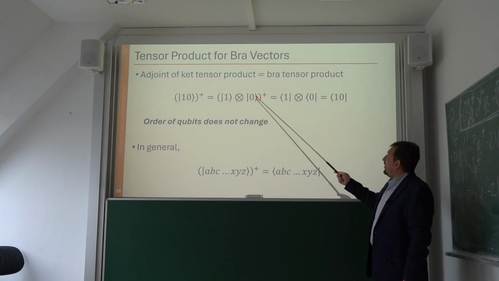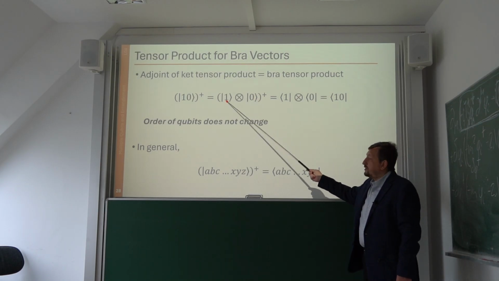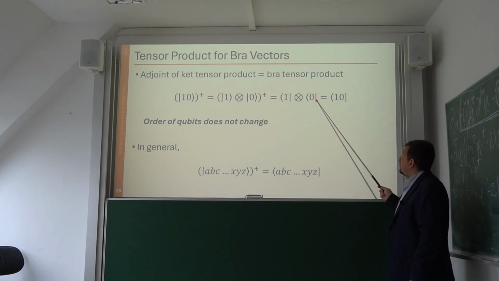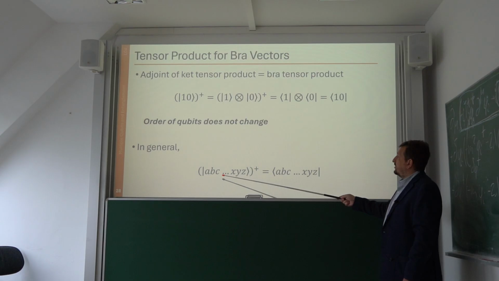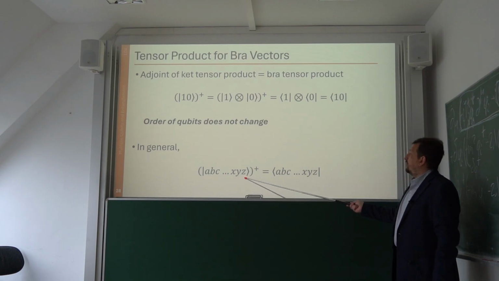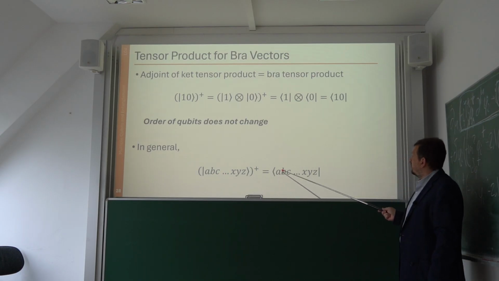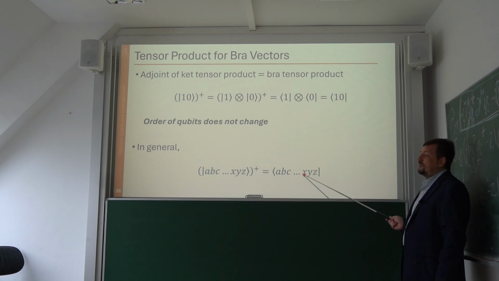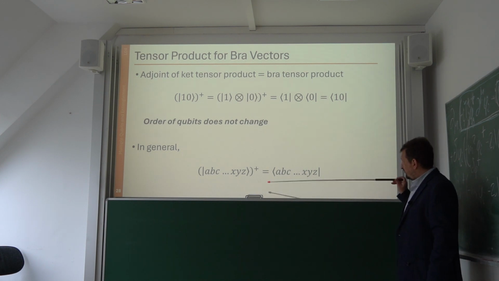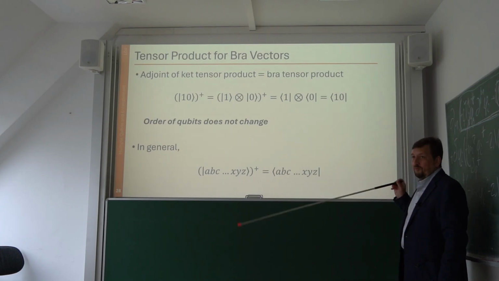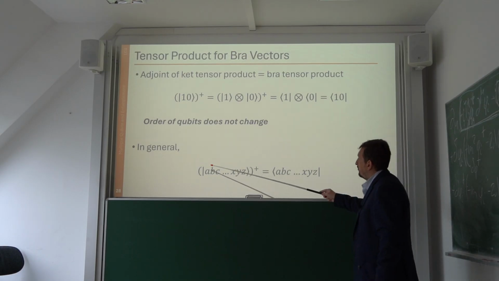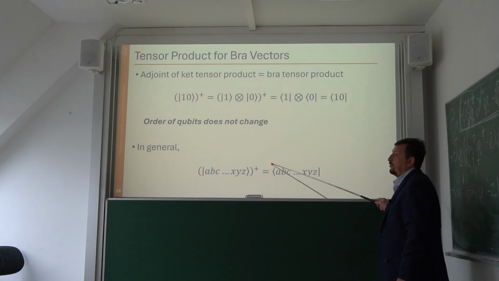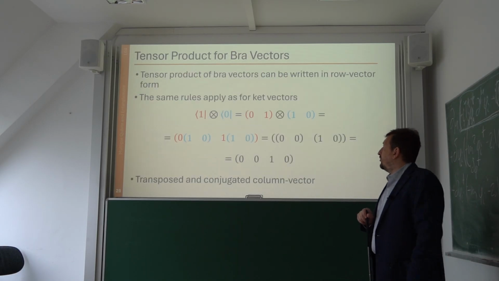So in the ket vector, this is qubit 0, this is qubit 1. In the bra vector, this is qubit 0, this is qubit 1. So it's very simple. You have the ket vector a, b, c and so on down to z. The bra vector is the same, you just change the direction of these angular brackets and that's all. So change ket to bra and that's all. Of course, if you have some coefficient, you have to take the complex conjugate of this coefficient.